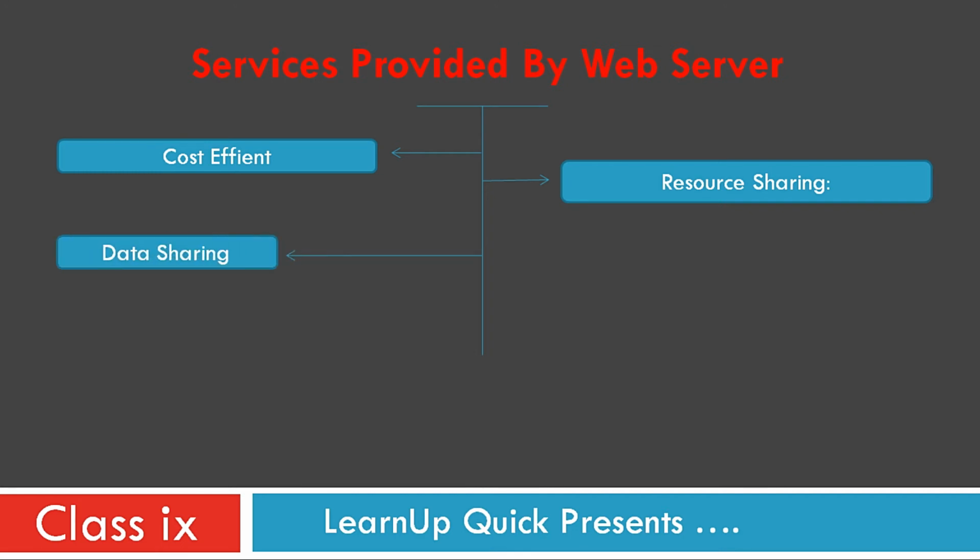Third one is data sharing. With the help of a web server, one can easily access information from anywhere there is an internet connection, using Google Docs, such as documents, Excel sheets, drawings, PowerPoint presentations, etc.